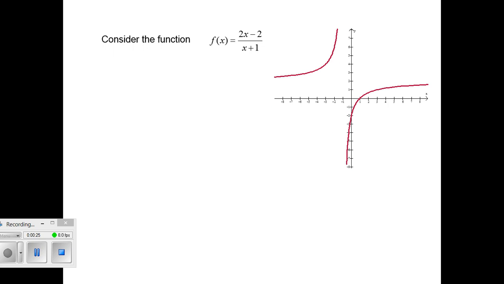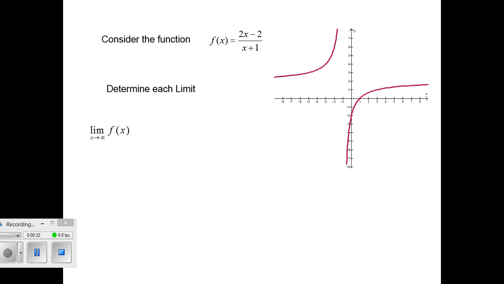Okay, we're back. We're going to start looking at some examples. Here's our function in question, a rational function, 2x minus 2 over x plus 1. And where do you think we're going to ask the question as to the limit? Well, most likely at -1, where the function's undefined. Okay, let's see the questions that are asked.